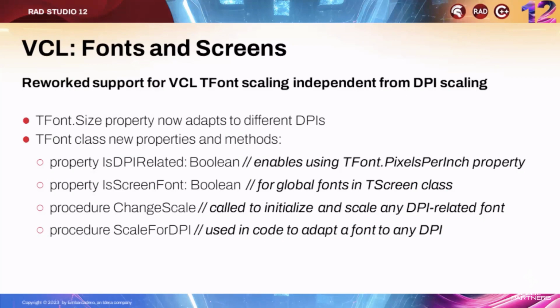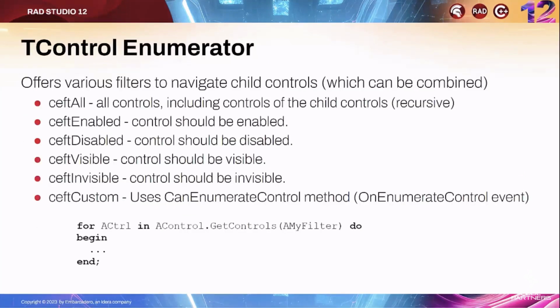While this improved MDI and child window support is the most relevant feature in VCL in 12.0, there is actually a lot more. One new feature is the way TFont scales. We have reworked the TFont class so that the size property of the font adapts to the DPI. This is different from the past, where size was remaining the same and then the painting code was adapting to the DPI. We have also added a new enumerator for TControl. An enumerator allows you to do a for-in loop, rather than on the component, which has been for a long time in the product. Now you can enumerate child controls navigating through the child hierarchy.